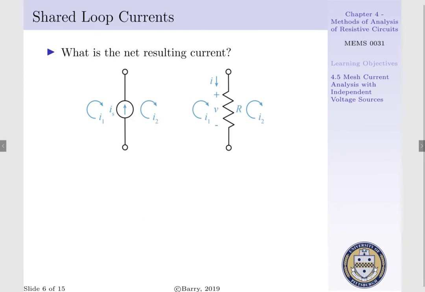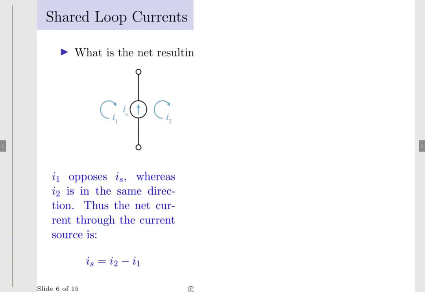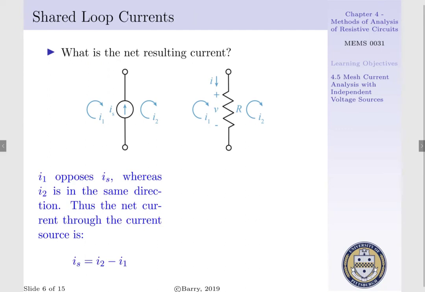When we have elements that share mesh currents, we have to create a description of that. For instance, if we look at our current source on the left, where we have mesh current I1 entering the positive terminal of a current source, and mesh I2 entering the negative terminal of our current source, we see that I1 opposes IS, whereas mesh current I2 is in the same direction as IS. Thus, our net current through our current source can be expressed as IS, our output, would be equal to I2 less I1.